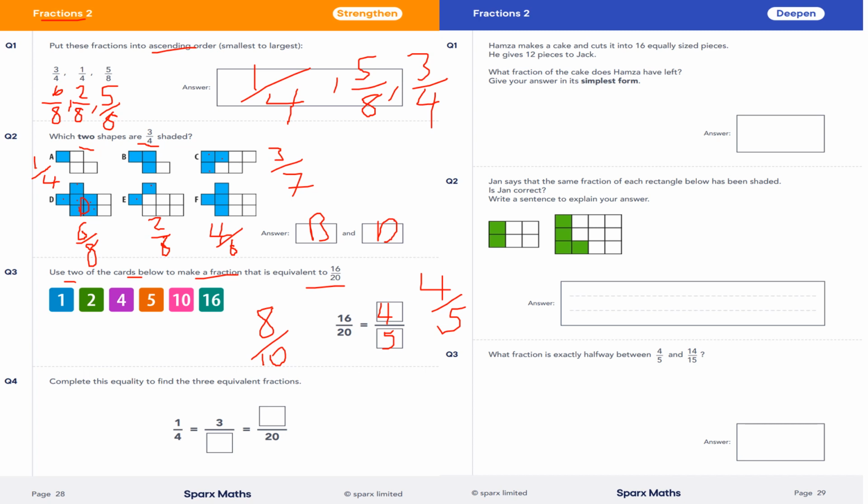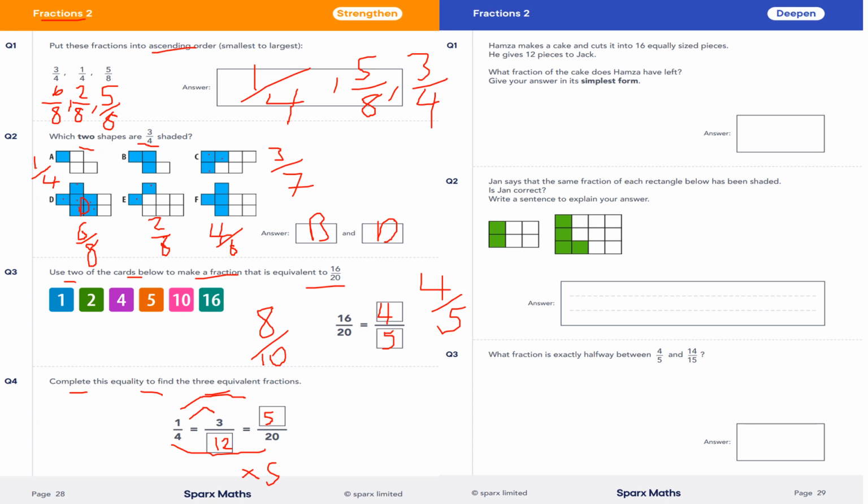This next one, complete the equality to find the three equivalent fractions. 1/4 is how many? 3 what? So it'd be 3/12. And the next one, 1 times what is that? And then 4 times 5 is 20. So 1 times 5 is 5. So 1/4 is equal to 3/12, which is equal to 5/20. Okay, last few questions now. I would say that these would be towards the back end of a foundation tier paper, or the start of a higher tier paper.